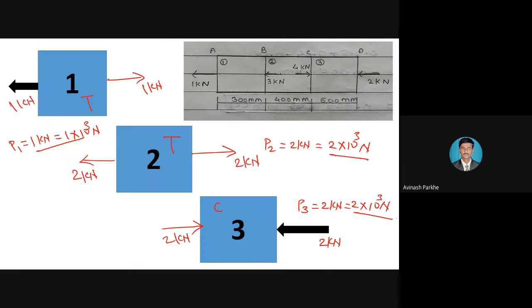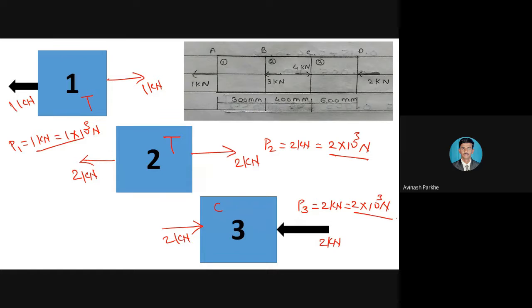What will be the final answer? Please tell. You can find out delta L1 separately, delta L2 separately, and delta L3 separately. In that, again, Young's modulus E and the cross-sectional area A, 100 mm square, are constant. So either you can take them outside the bracket or you can consider the same effect for each section.